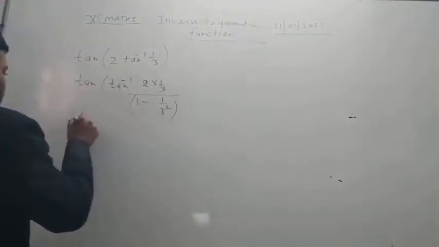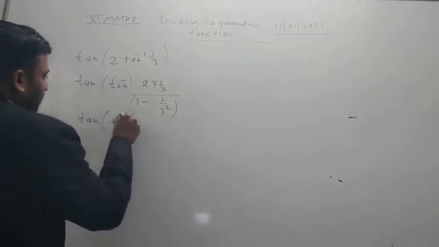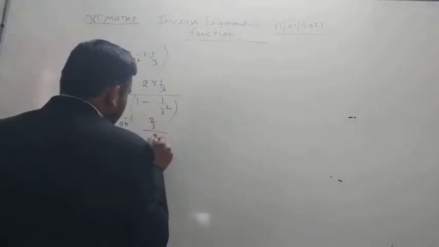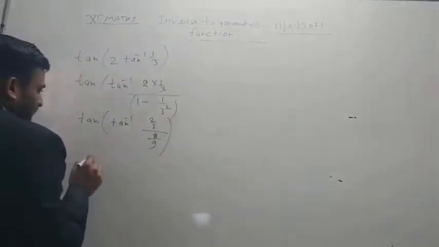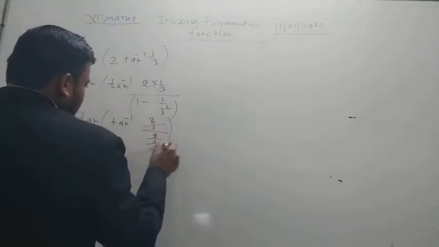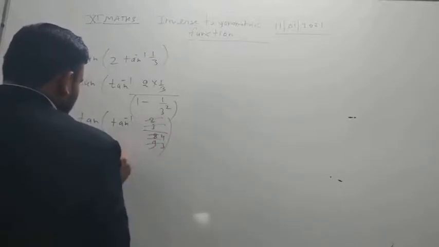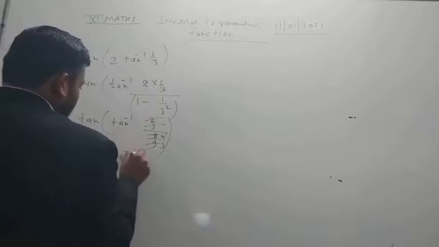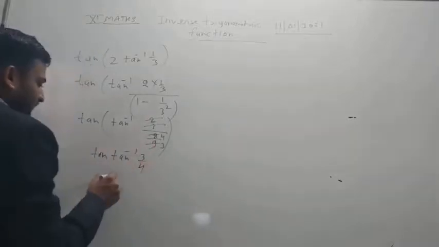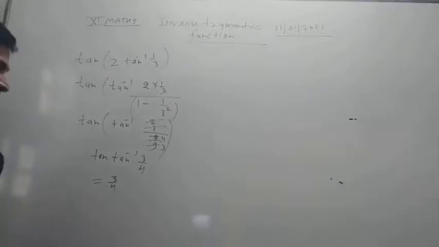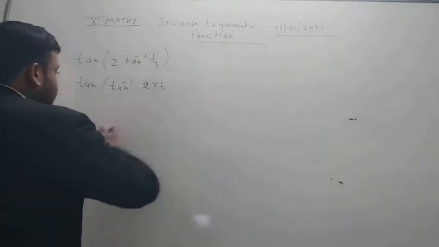So tan of tan inverse of 2 by 3 divided by 1 minus 1 by 9, which is 9 minus 1, 8 by 9. Students, so we are getting 3 and 6, and this cancels 4. So tan of tan inverse, this is 3 by 4. This will be our result. Now we take another question, students, and solve it.